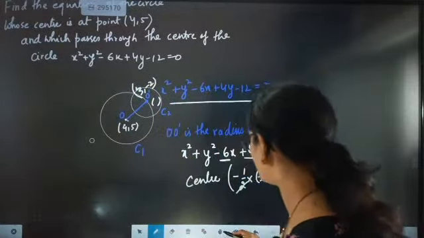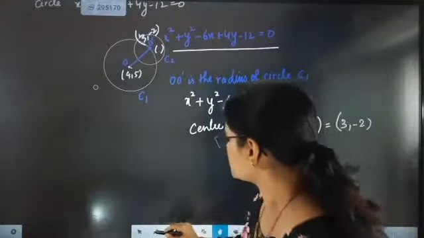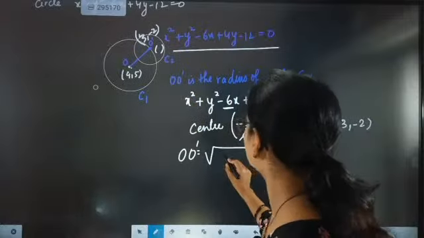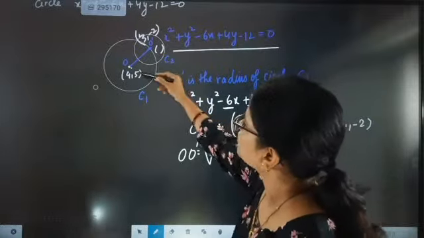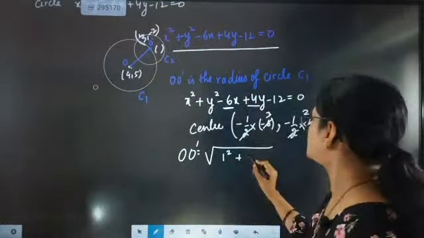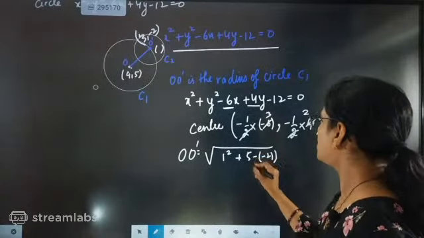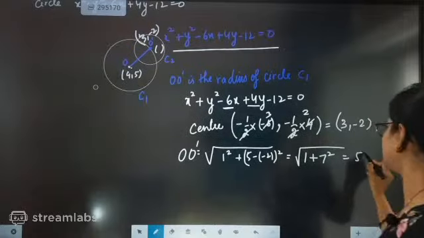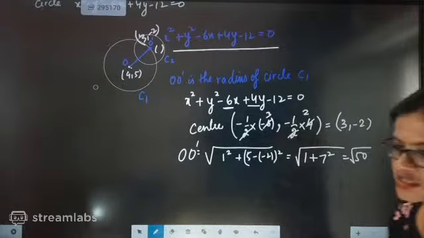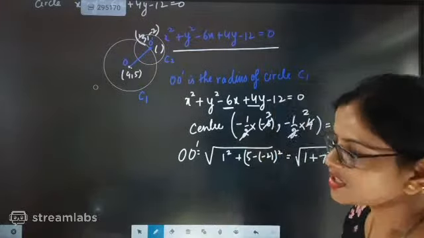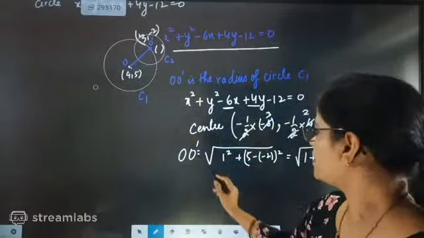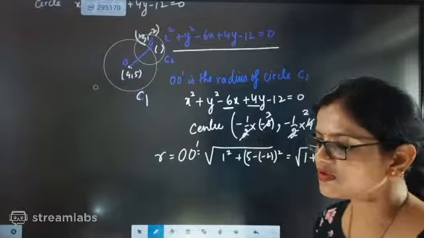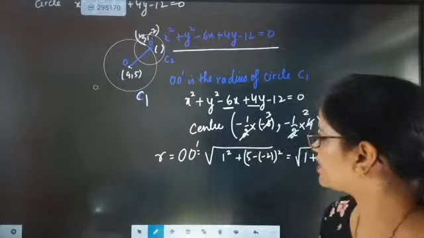Now what is the distance O dash? Because O dash is the radius of the circle. So O dash is equal to root of (4 minus 3) whole square, that is 1 square, plus (5 minus of minus 2) whole square. So it is coming as 1 plus 7 square, which is root under 50. Yes, absolutely correct. So now you have the radius. This is nothing but the radius of circle C1. So now we got everything.